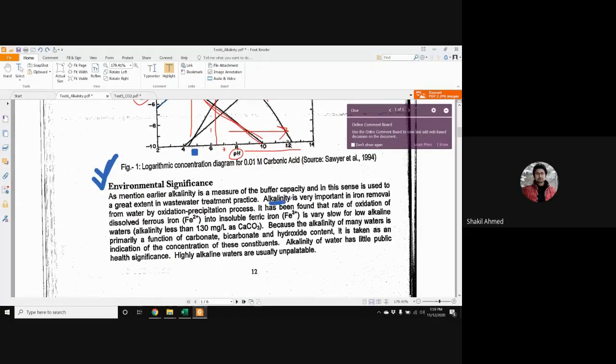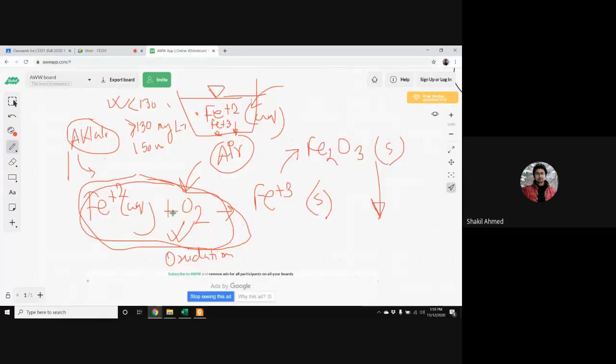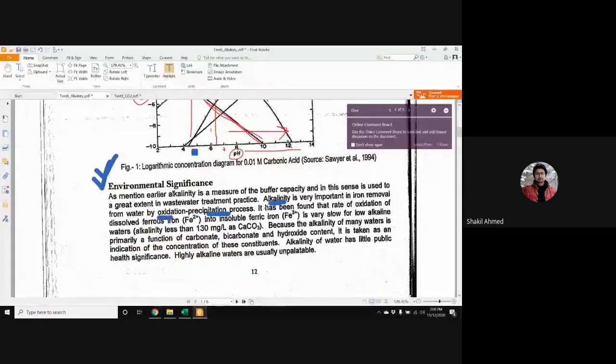So that's why alkalinity is very important in iron removal from water by oxidation precipitation process. First it gets oxidized and then it precipitates, so it's called the oxidation precipitation process. It has been found that the rate of oxidation of dissolved ferrous iron into insoluble ferric iron is very slow for low alkaline water, as I told you, less than 130. If this is less than 130, then it's a problem. Clear?